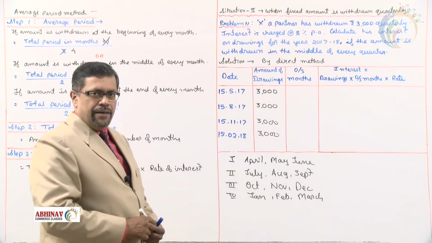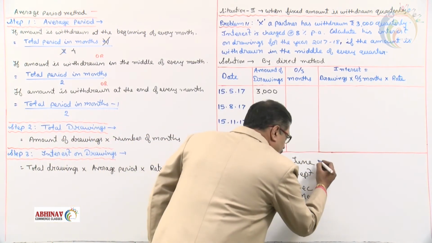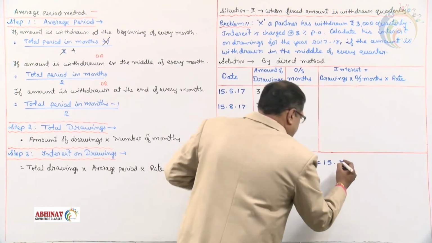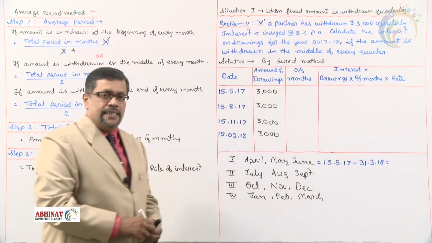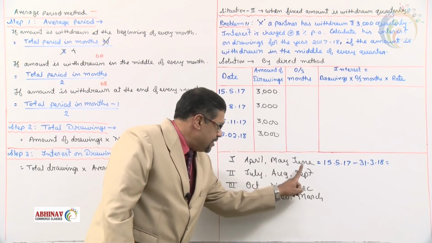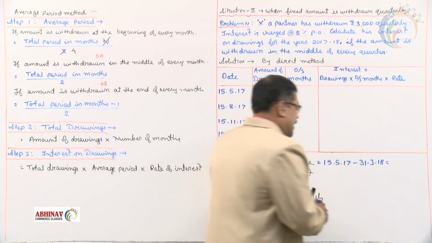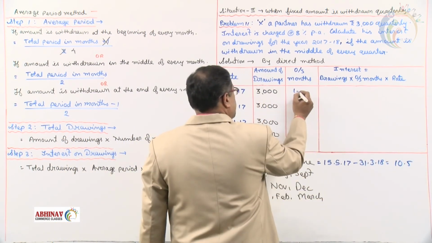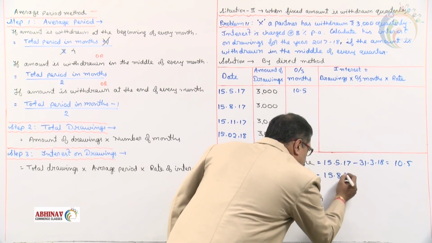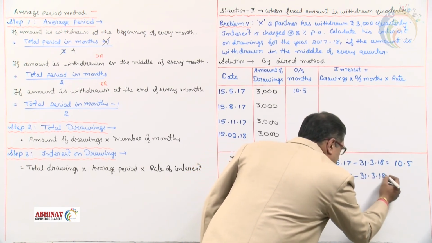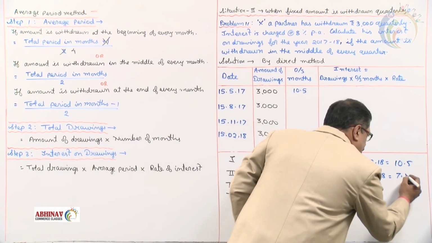Now, outstanding months. Be very careful in counting the months from the date of withdrawal till March 18. This will be from 15th May 2017 to 31st March 2018. Let's see how many months. These are 9 months, then 10 months, and half of May. Half of May means 10.5. So that's going to be 10.5 months here. Next, 15th August 2017 to 31st March 2018. This is 6 months, September 7 and half of August. What you get is 7.5 months.